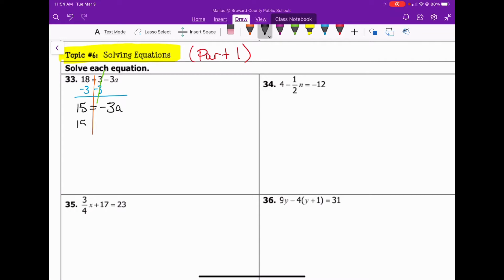The last step here is to divide both sides by negative 3. So that's what we're going to do. Divide by negative 3 to isolate the variable. The negative 3's cancel out, and a positive divided by a negative is a negative, so this is going to be negative 5. A equals negative 5.